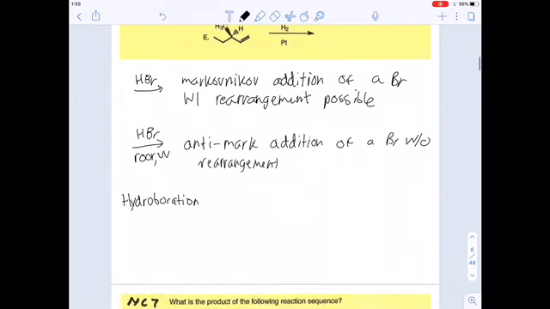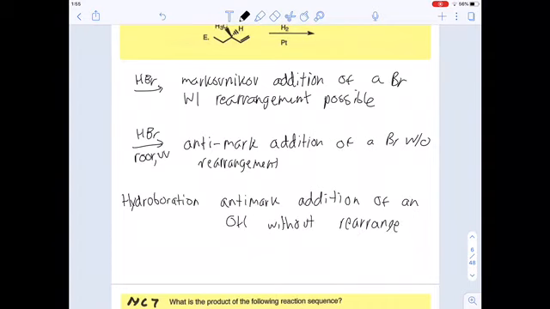Then D is the hydroboration reaction. So I'm going to write hydroboration, but in your own notes, you should write out exactly what it is, the first and second step. So this is going to give you the anti-Markovnikov addition of an OH without rearrangements. So that means the OH is going to add to the less substituted side of the double bond.